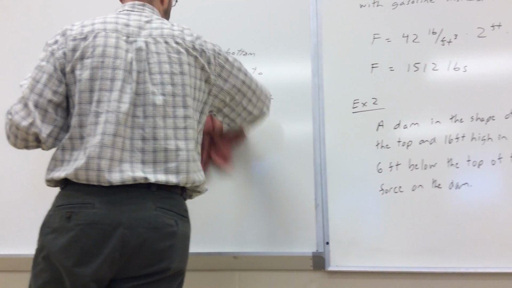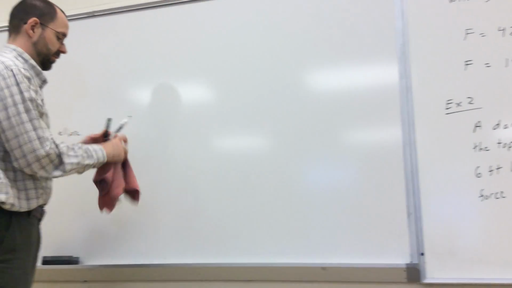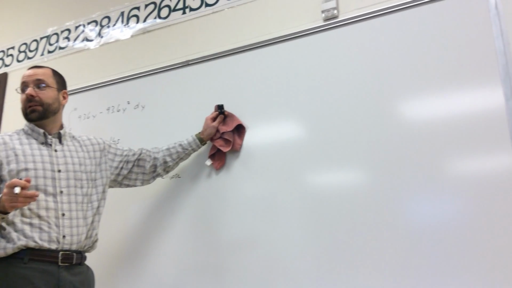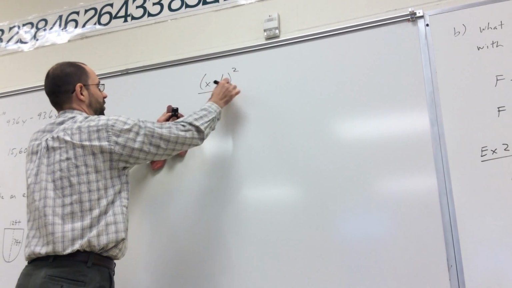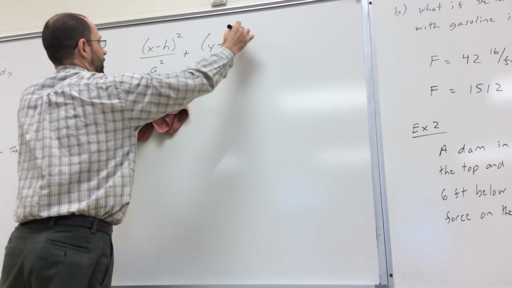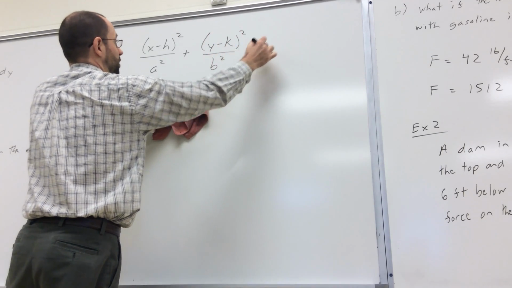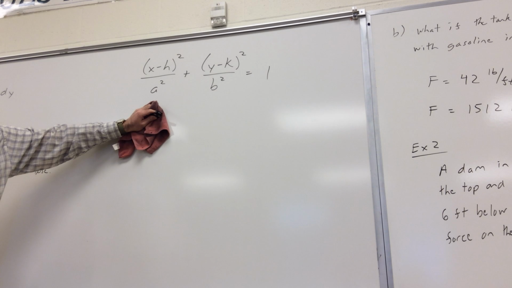Okay, so it's been a while since you did this. Does anybody know the general form for the equation of an ellipse? It's x minus h squared over a squared plus y minus k squared over b squared equals 1. Can't believe you didn't remember that. It was on the board. So what do the h and the k represent? The center of the ellipse.